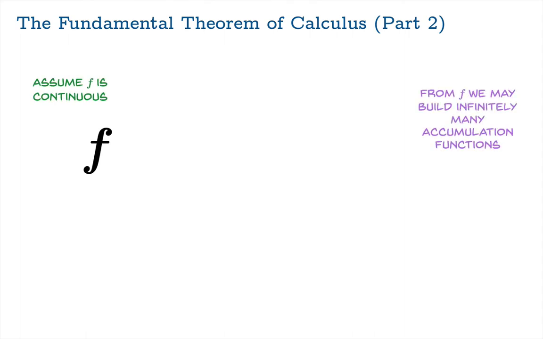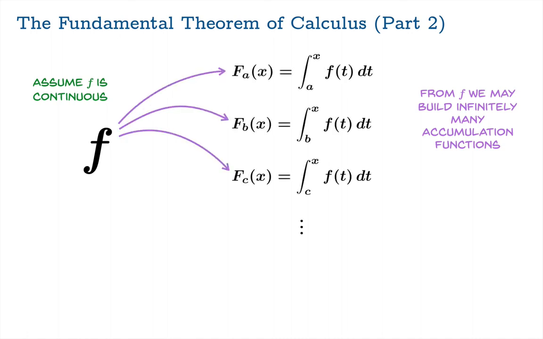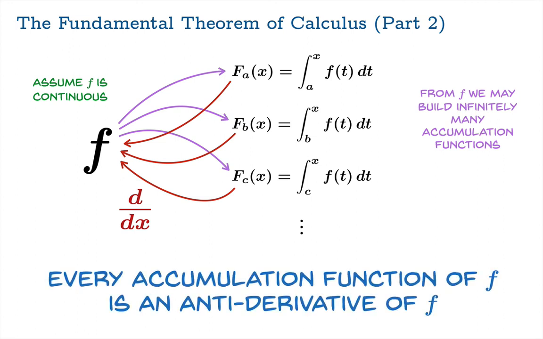So there are a few more things we can say about the fundamental theorem. We'll assume f is continuous, and we'll notice that from f we may build infinitely many different accumulation functions. It all depends on which argument you use for your anchor argument. So we could build all these different accumulation functions. And what the fundamental theorem of calculus tells us is that it doesn't matter which of these anchor arguments we use. When we take the derivative, we're going to recover the original function, the integrand function. What does this mean? It means every accumulation function of f is an antiderivative of the integrand function.